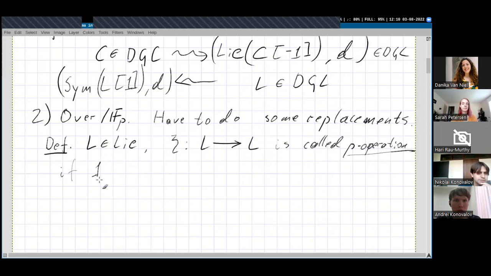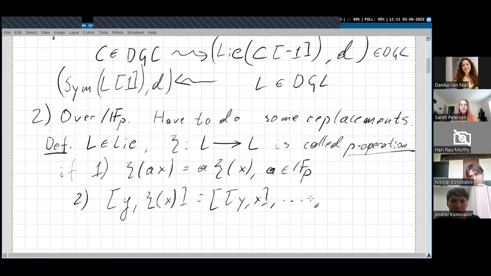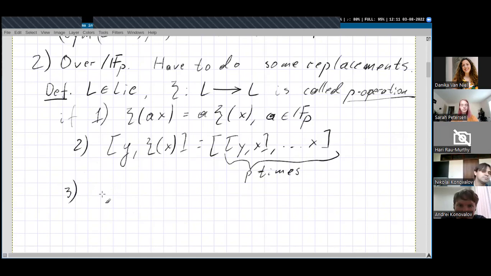One of these properties is that psi preserves multiplication by a number. Second, if you take the bracket with psi applied to x, it is the p-th power of ad x. And the last property is that psi is not usually an additive operation, but you can express its non-additivity in terms of the bracket.